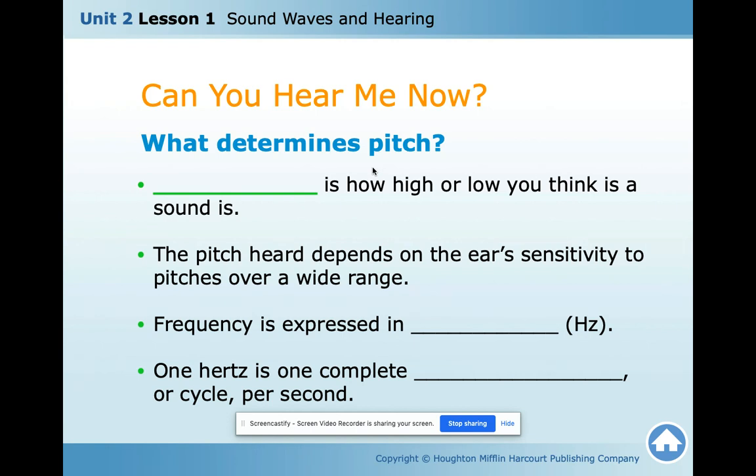So the dog whistles people talk about, they're very high pitched. Humans can't hear them, but dogs can, okay? And pitch has to do with frequency and amplitude. So remember, frequency is expressed in hertz, and 1 hertz is 1 complete wavelength or cycle per second, okay?